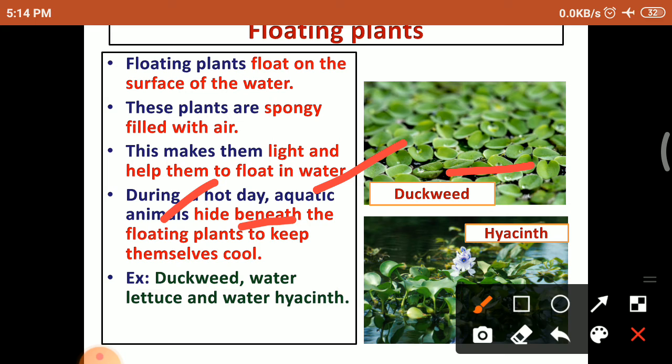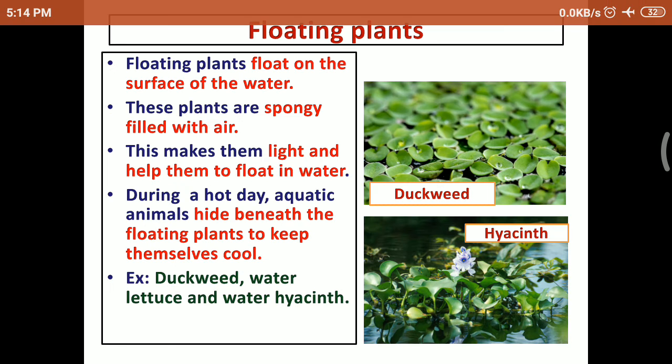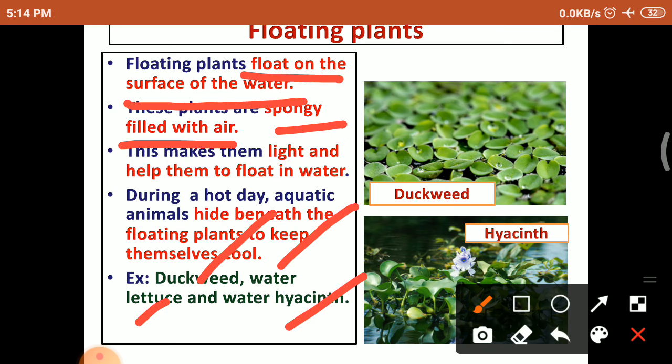So the examples of floating plants are duckweed, water lettuce, and water hyacinth. These are examples of floating plants. A floating plant always floats on the surface of the water. It is spongy, filled with water. If you take the leaf and the stem of this plant, it is filled with water. Due to that, it floats on the water.